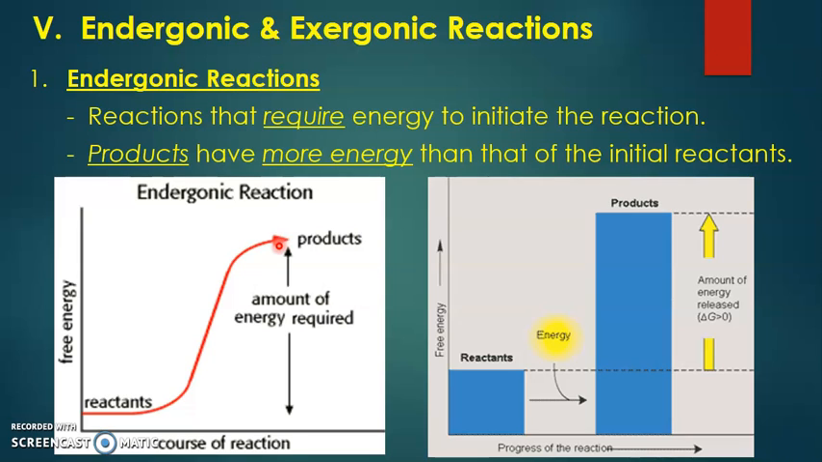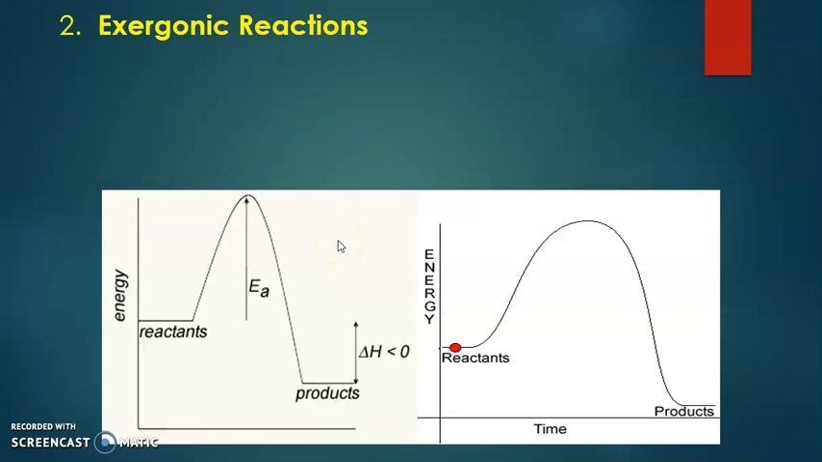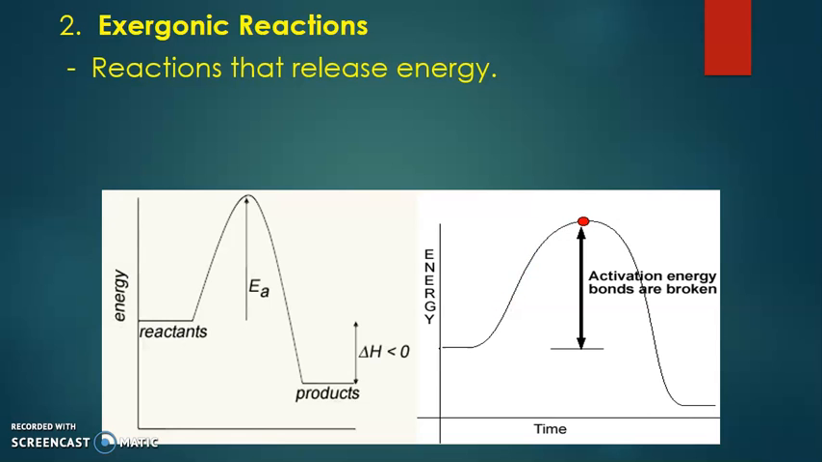Now, if we want to go the other route of an exergonic reaction, we're now up here, right? Well, now we're going to do like a roller coaster, and we're going to go back down. And the products that we make this time are going to have less energy than what we began with. So that's an exergonic reaction. Exer means outward, so this type of reaction is going to release energy overall.